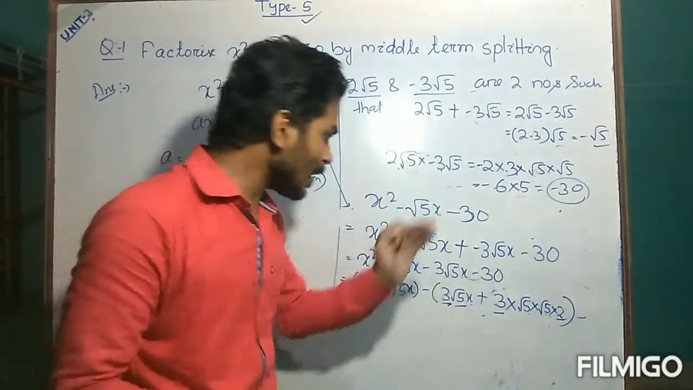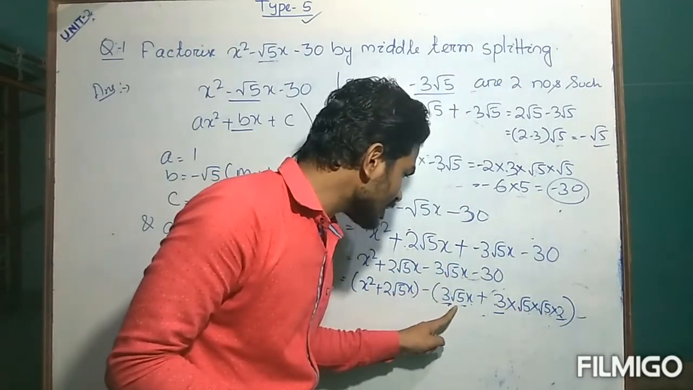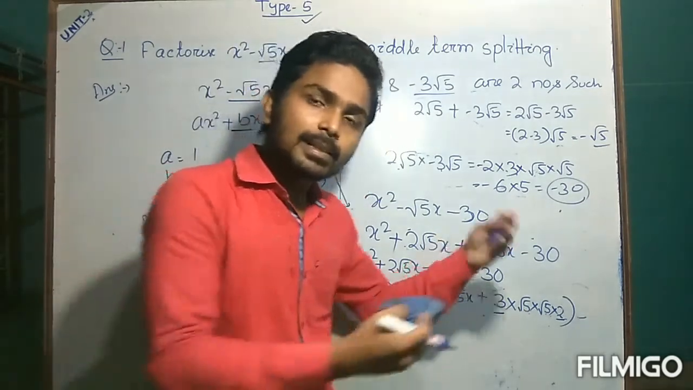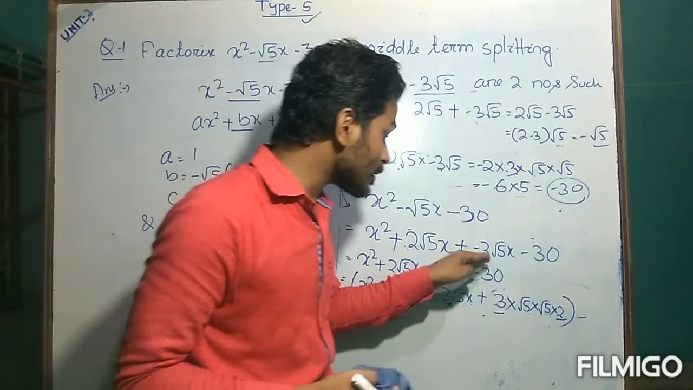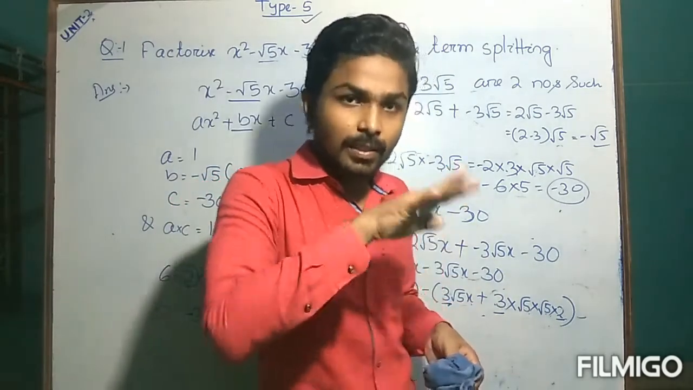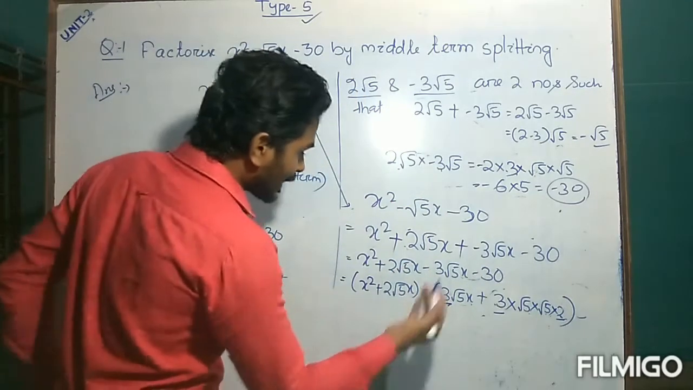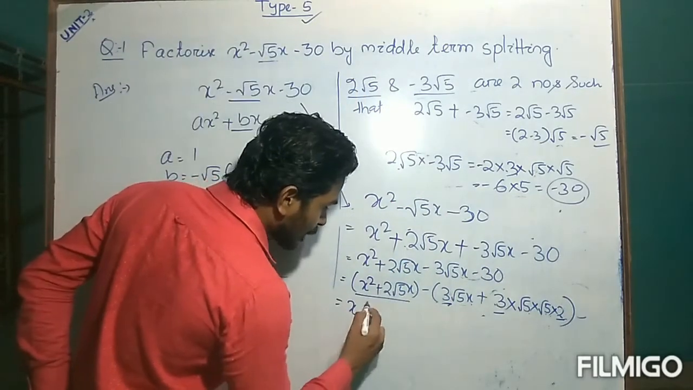We did this because here you can see there is an irrational number root 5 and we need to take that root 5 as common. That is why we factorize or split this 30 into this factorization of 4 parts. Okay, so now you can take common x from these two parts.